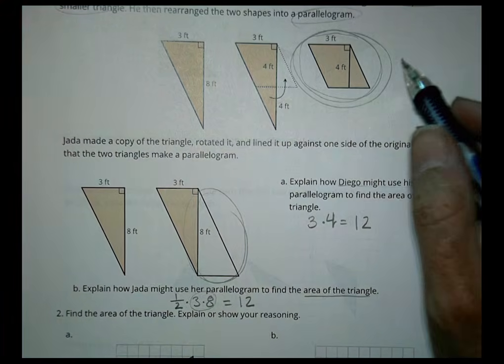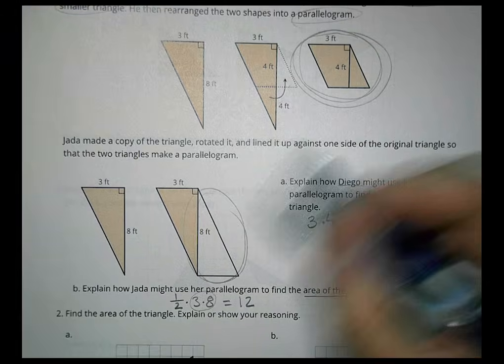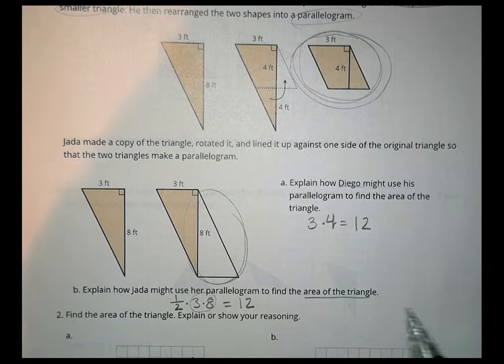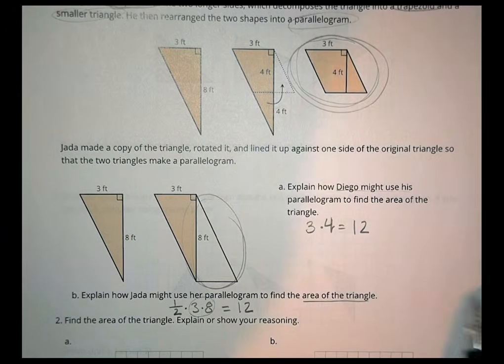So in this case with Diego, it's the whole shaded region, just base times height, but for Jada, she has to remember that she's only keeping half of it. So make sure you don't get confused there. Depending on how you find the area, you know what you're doing.